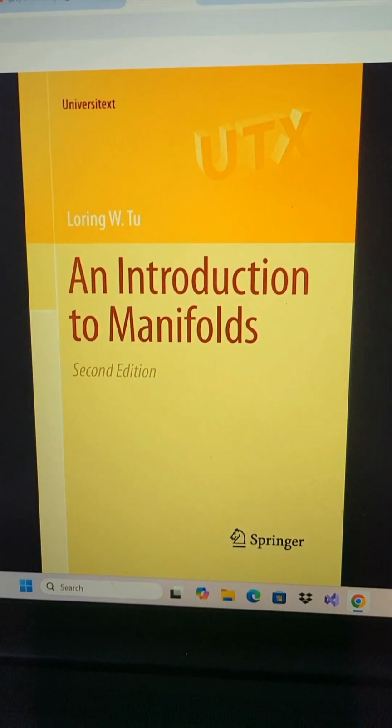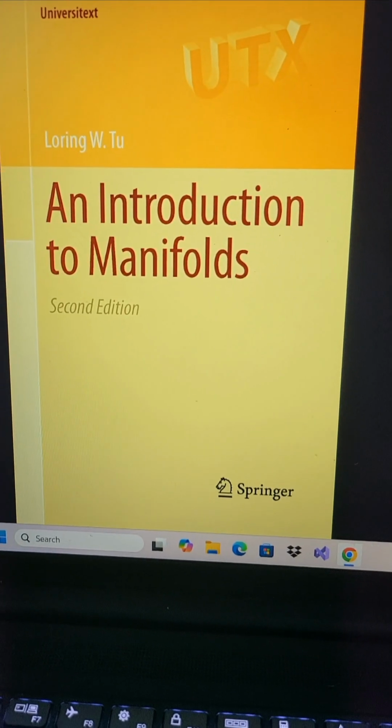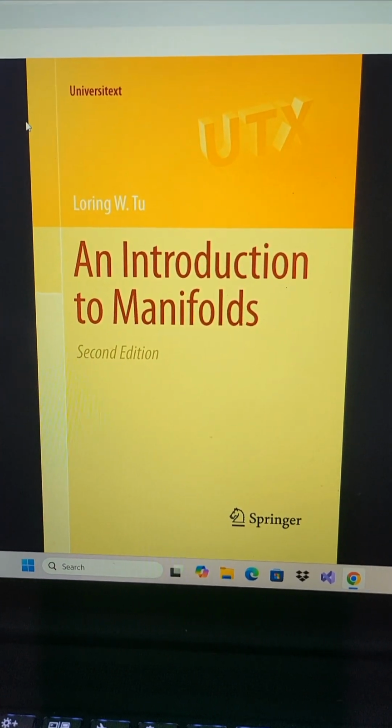However, when it comes to differential topology, I have a bit more experience and I can give you a better recommendation. So for differential topology, my number 1 recommendation is going to be this book by Loring Tu, An Introduction to Manifolds.